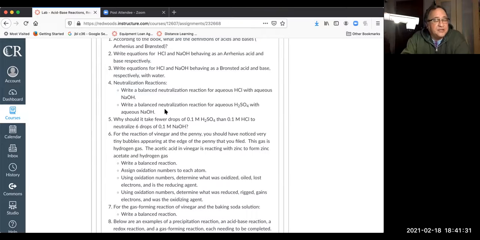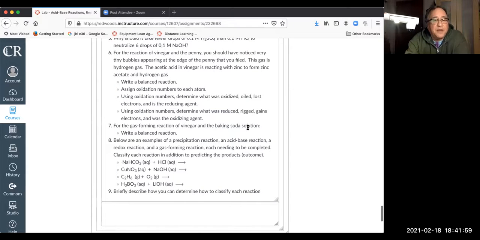Number 6, it's a redox reaction. We'll probably be looking at redox reactions on Monday in lecture, not tomorrow. I don't think we'll get to that tomorrow, but we might. And it's a redox reaction, so you want to figure out what's getting oxidized and what's getting reduced. Redox stands for reduction, that's the red, and then ox is oxidation. And lastly, for the gas forming reaction of vinegar with baking soda, you want to write a balanced reaction. So that refers to all the experiments we did.